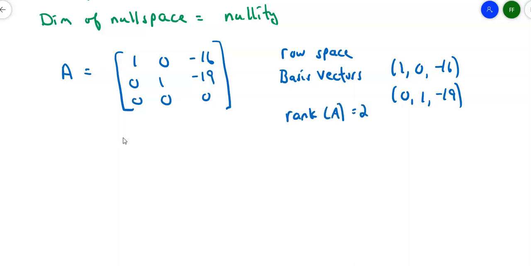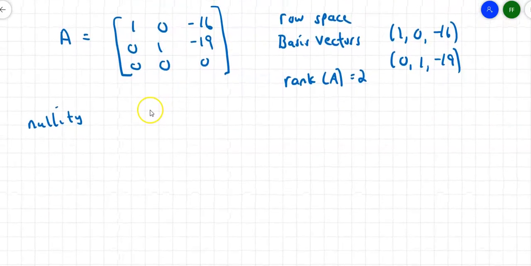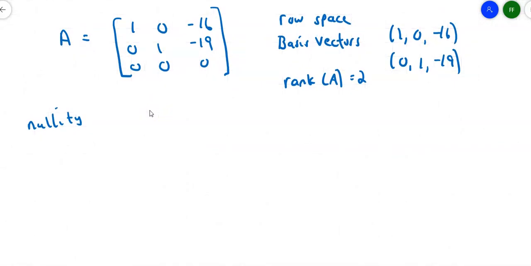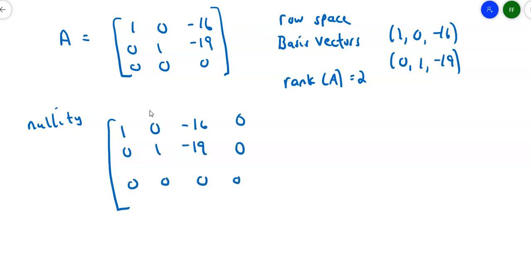All right, let's see if we can find information about the nullity. For the nullity, I need to add a column of zeros because basically I'm saying x1 minus 16x3 equals 0 and x2 minus 19x3 equals 0. So now we're going to drop in a column of zeros: 1, 0, negative 16, 0, 0, 1, negative 19, 0, and 0, 0, 0, 0.